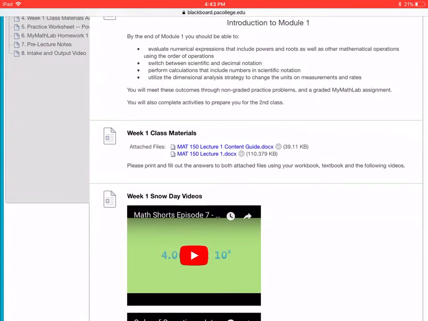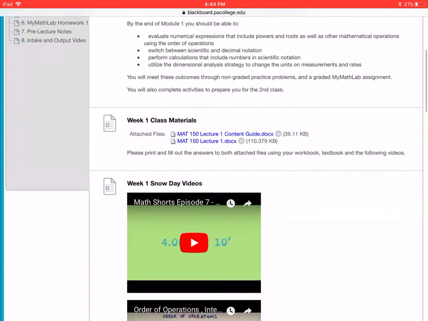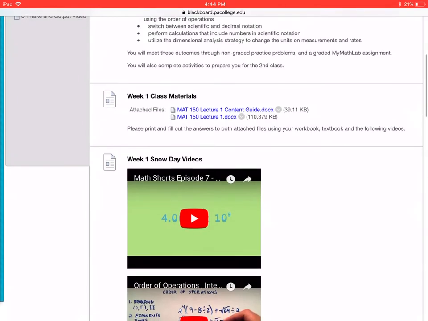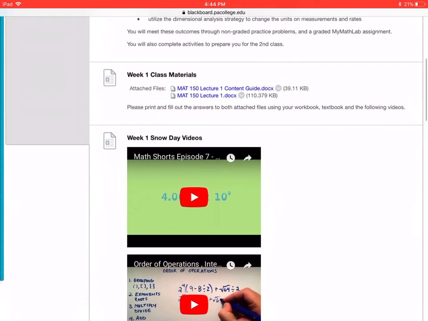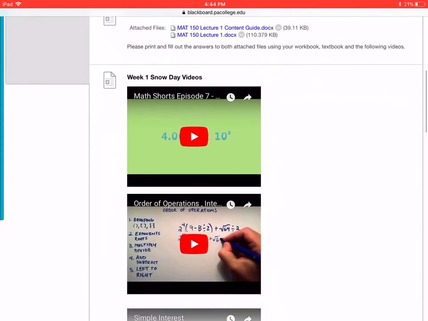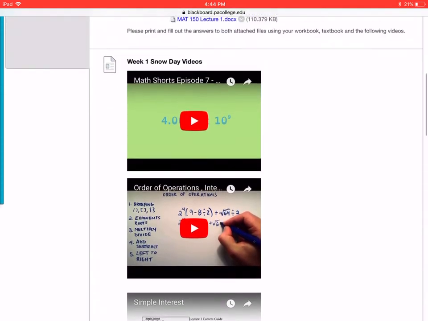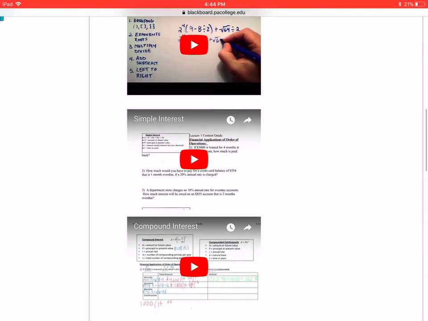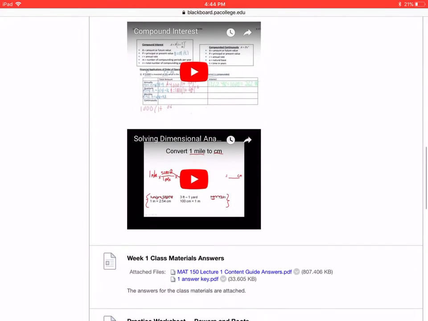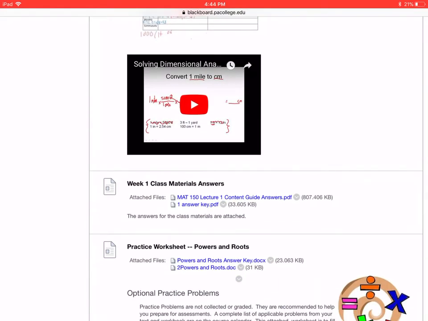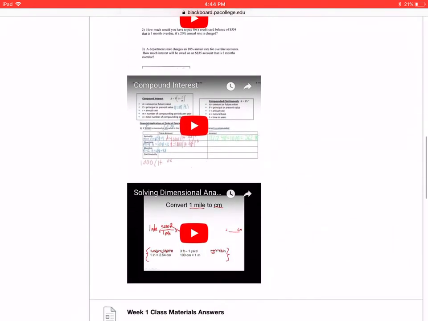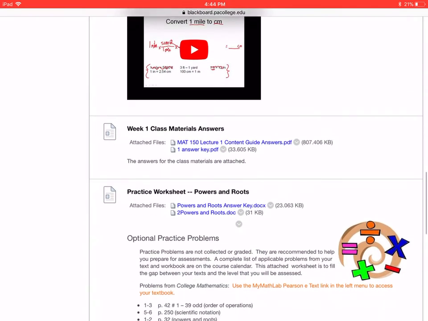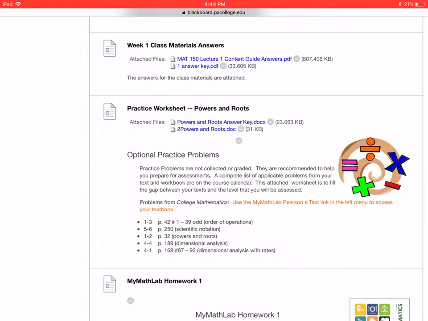So for each week, I have attached what you should print out and bring to class so you can take notes in class. So this week we have a content guide and our Lecture 1. These videos here will go over those content guides and the lecture, so you can fill those out, and I have the answer key for those down here. I'd encourage you to try to do it yourself before you just look at the answer key. And additional practice can be found here.